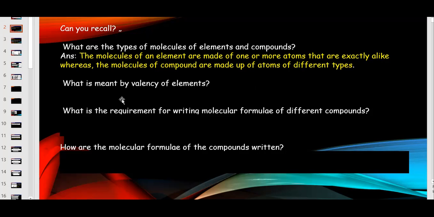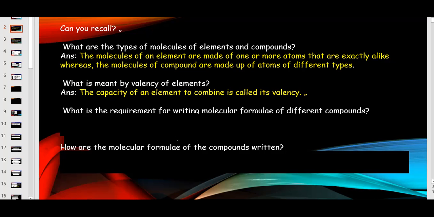What is meant by the valency of elements? We discussed in our previous chapter, the periodic table, the meaning of valency. The capacity of an element to combine is called its valency. Combine in the sense that sometimes elements want to complete their octet or outermost shell. To complete it, they will either lose their electrons and combine with some other element or atoms, or they will gain electrons.